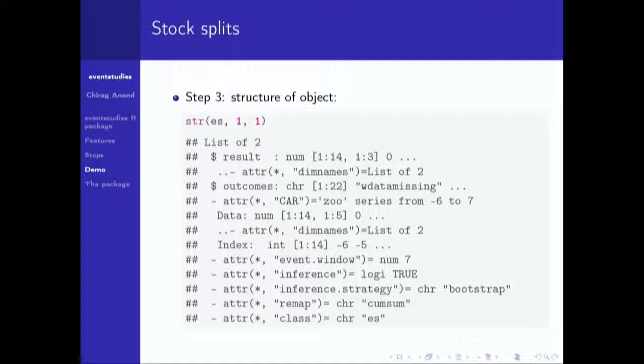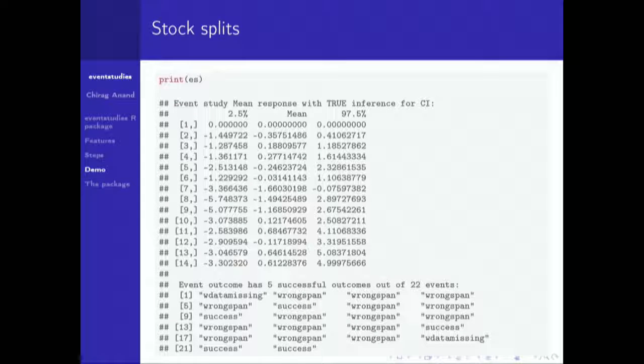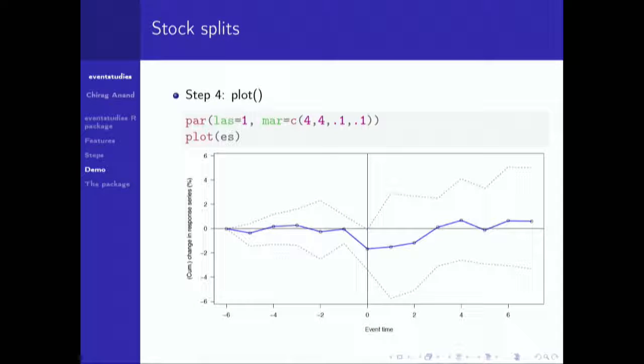So the result is the confidence band and the mean which you can see in the second column. And then below you can see that there were only 5 successful outcomes of the 22 events, because whether the data was missing, whether the firm was not there, you might have a big event list, but you may not have all the data in the data sets. And this is the plot, the mean series in the dark blue line and the confidence bands around it. And because it's an ES class, it does the plot automatically.